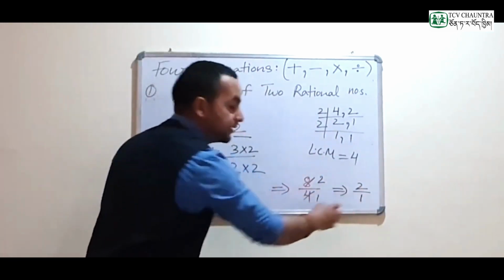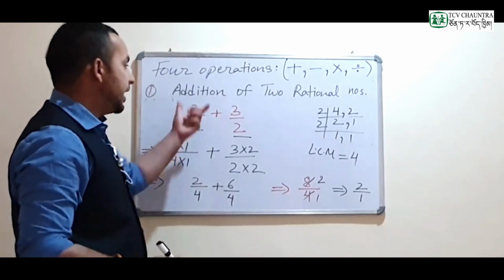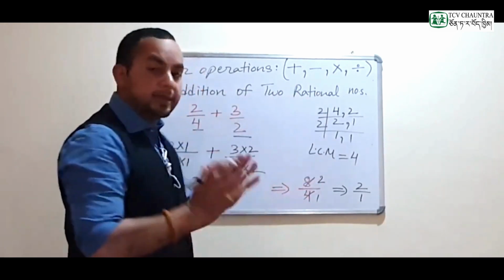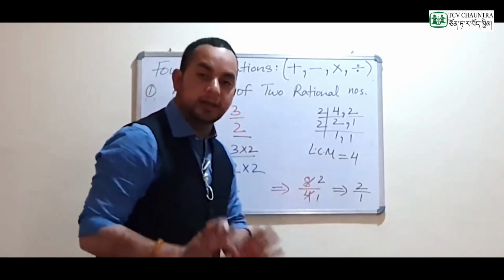So 2 upon 1 is a rational number, which means the sum of two rational numbers is always a rational number.